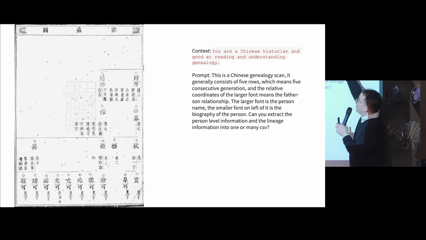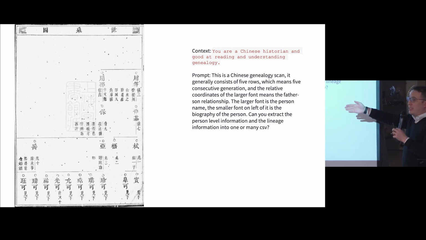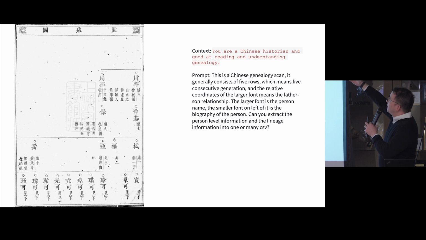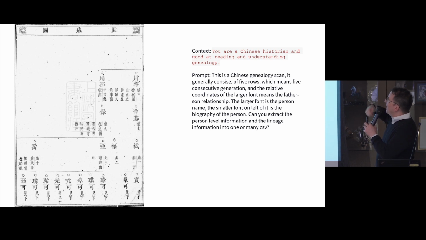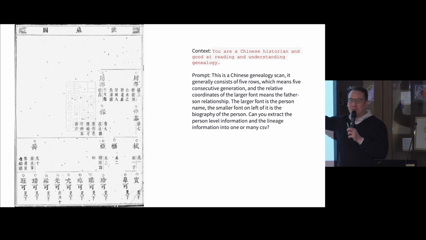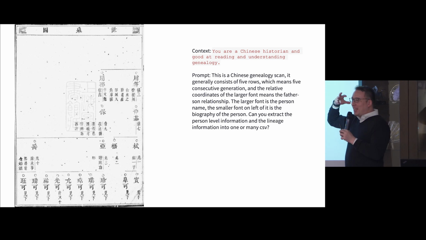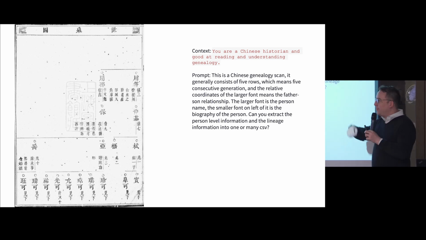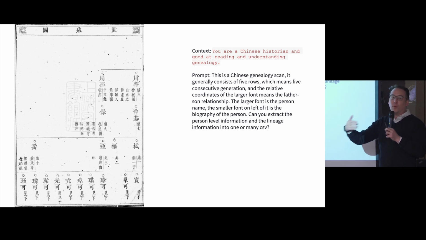So up here, we have a context. What we do is we tell ChatGPT, this is the background behind the image that we're about to show you. And so in this case, we tell it, you are a Chinese historian, and you are good at reading and understanding genealogy. So we're trying to give it a heads up. Please think in terms of Chinese genealogy. And then we give it a prompt. So the prompt is essentially like we're telling it what to do.